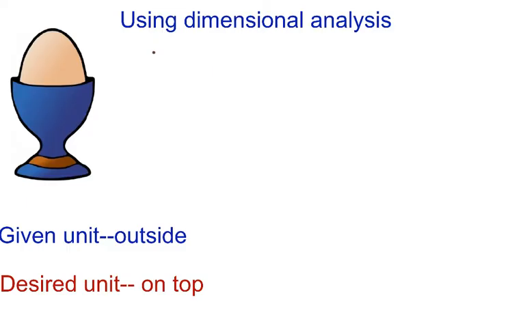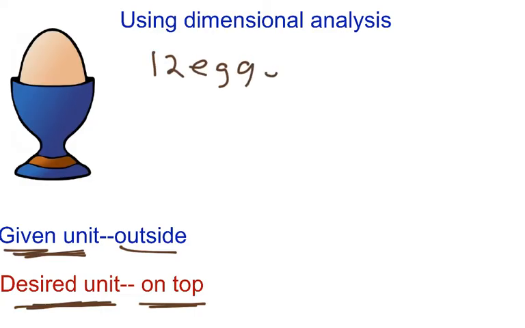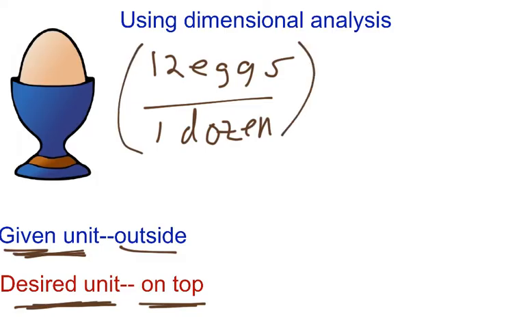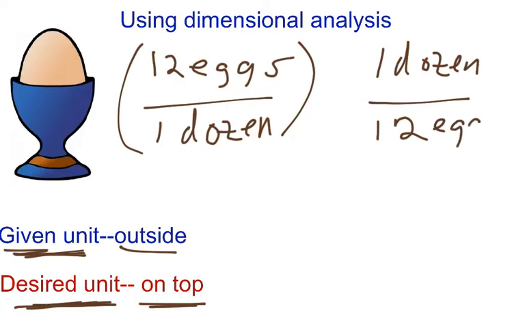Now, what you're simply going to do is you will have a given unit and a desired unit. The given unit will always go on the outside. The desired unit will always go on the top. Now, we know from experience that 12 eggs are equivalent to 1 dozen of them, and it's always true. This is a simple conversion factor. We can also put 1 dozen eggs over 12. That is also another conversion factor.